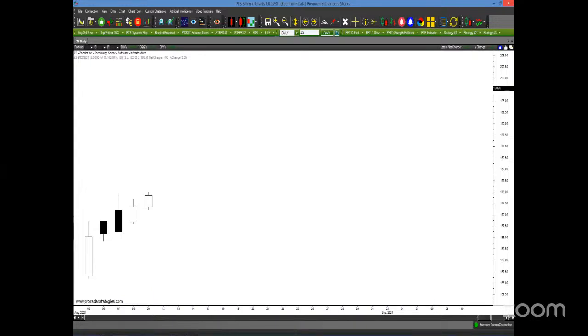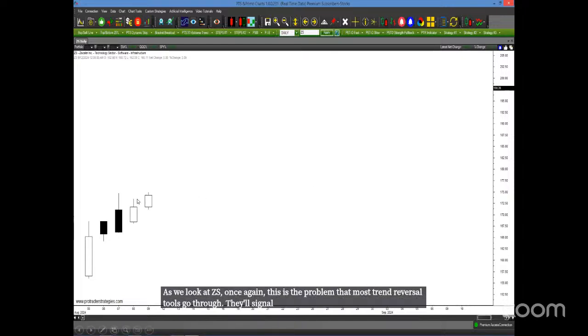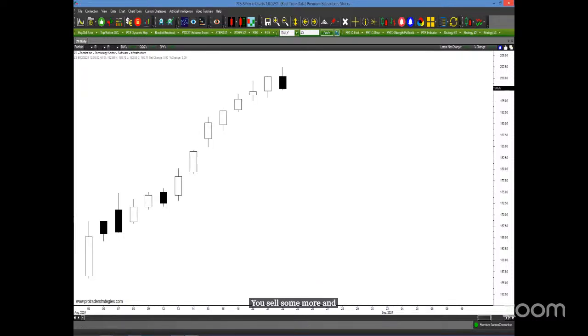As we look at ZS, once again, this is the problem that most trend reversal tools go through. They'll signal something that we've topped out or it's time to go short. You sell and it goes higher, right? You sell some more and it goes even higher. That's the beauty of the PTR. It's a little bit more disciplined, a little bit more fine-tuned.